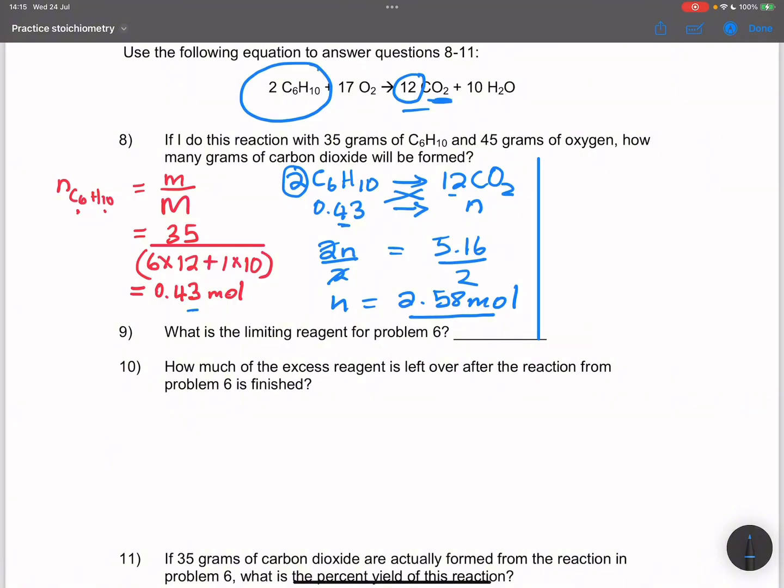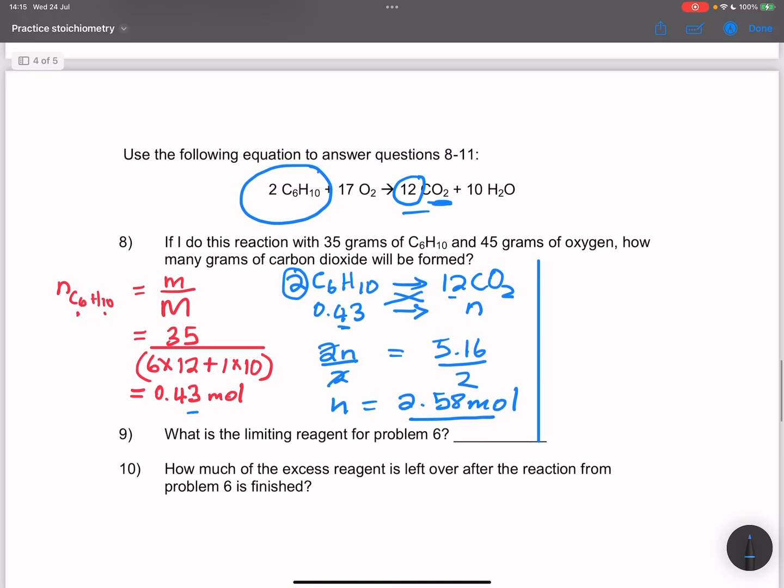Now here's what I want us to do. Let's now determine the number of moles of oxygen. I'm going to remove all of these. So the number of moles of oxygen that are given. Now we're given 45 grams of oxygen. Let's first convert that to moles. So that's mass divided by molar mass. So the mass of oxygen is 45. Now remember, oxygen is O2, so the molar mass is 16, but we've got 2 of them.